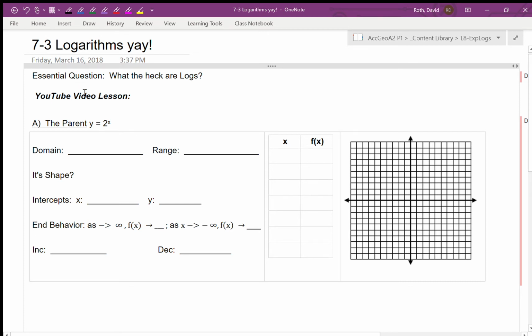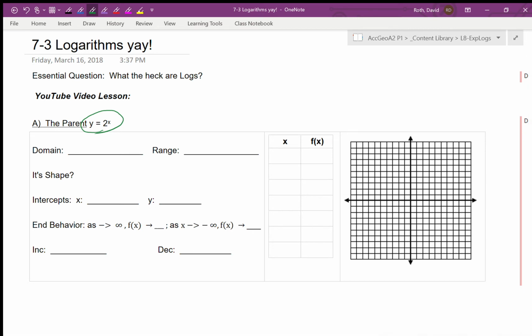Okay, fine. Let's start with what we know. You have graphed this parent function before, so why don't you hit pause and go ahead, and I'll do it in green. Go ahead and do yours, and then come back and I'll do mine. Okay, I'm doing mine now.